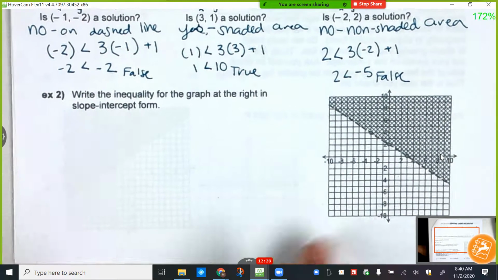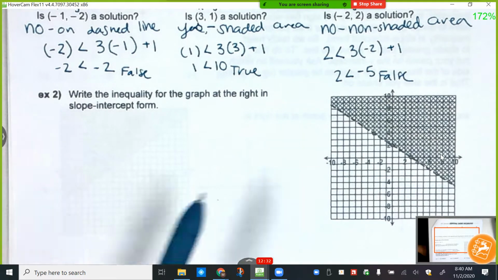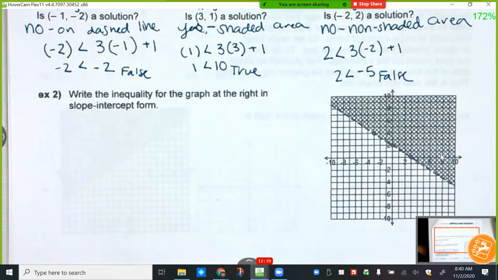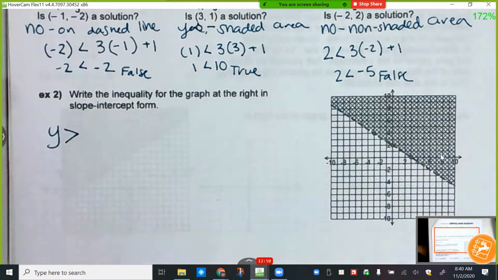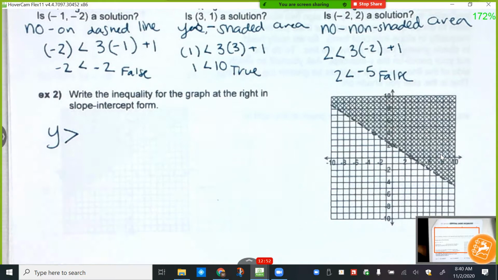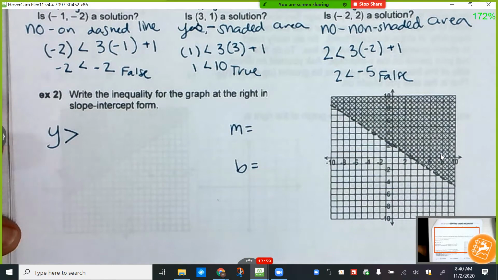Okay, this last one, it's graphed for us. It says, write the inequality of the graph to the right in slope-intercept form. So we're going to try to figure out the symbol first. Okay? What kind of line do I have? Dashed. So is it going to be equal to? No. And is it shaded above or below? Above. So what symbol are we going to use? Greater. So I'm going to have y is greater. So because it's slope-intercept form, I need to find my m and my b, my slope and my y-intercept. So what's the easiest one to find?